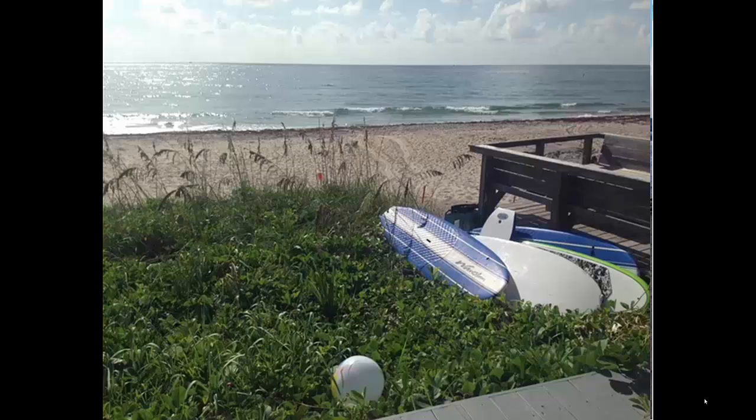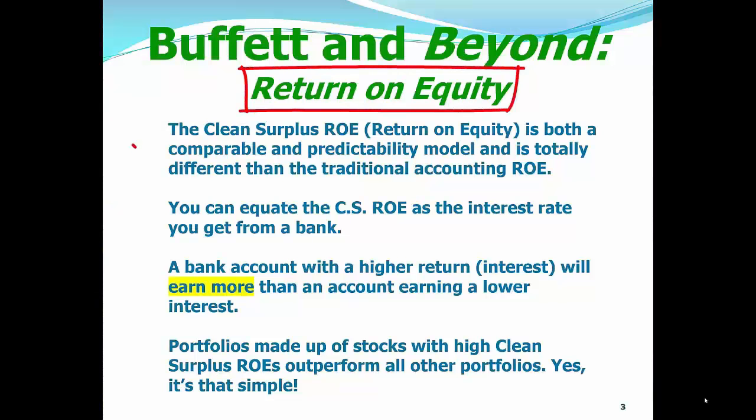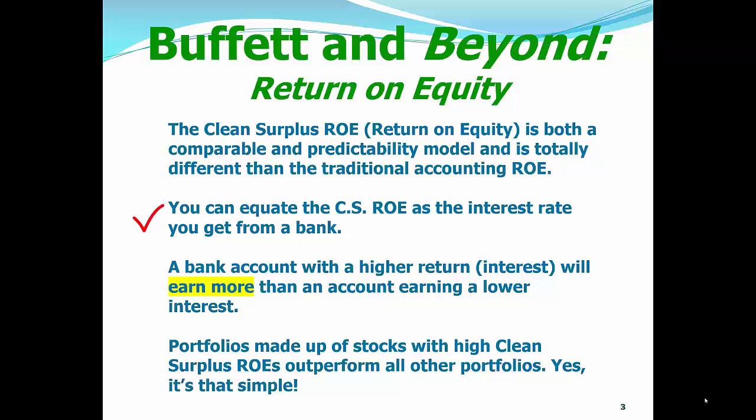Now remember, folks, the clean surplus return on equity is both a comparable and a predictability model and is totally different than the traditional accounting return on equity. So don't get them mixed up. You can equate the clean surplus return on equity as the interest rate you get from a bank. So this is common sense. A bank account with a higher return or interest rate will earn you more money than an account earning a lower interest rate. So it just follows that portfolios made up of stocks with high clean surplus ROEs, or return on equity, will outperform other portfolios made up of stocks with lower return on equity or interest rate. So think of your bank account when we talk about these stocks.